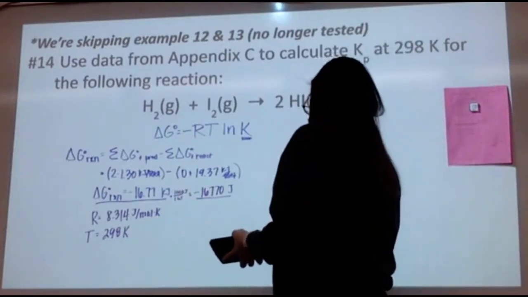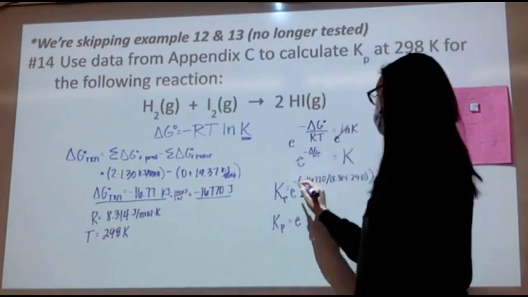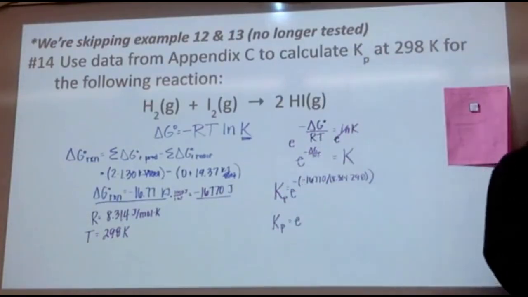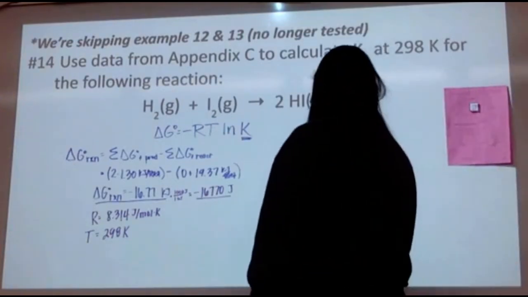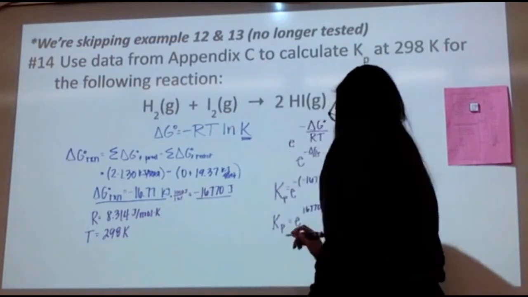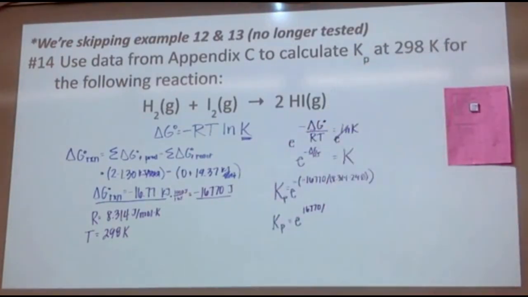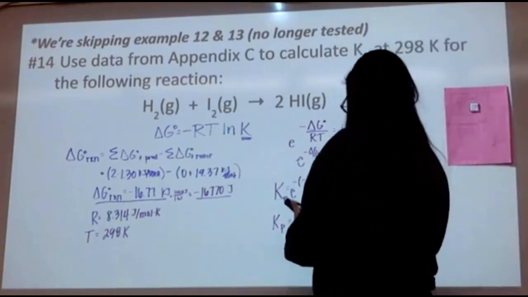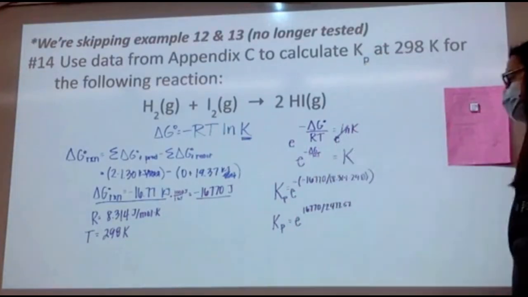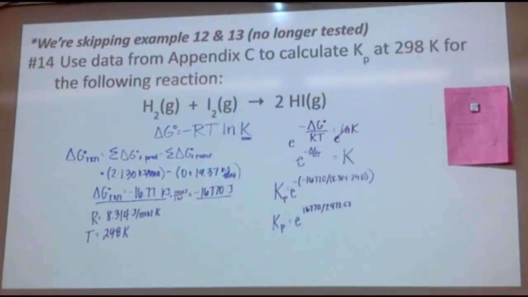The first thing that I would do, I notice I have negative and negative. Well, those negatives are going to change to a positive. So I have 16,770 divided by 8.314 times 298, which is 2,477.52.